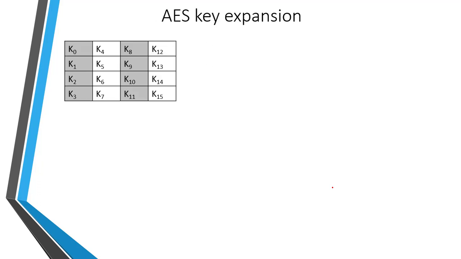So first of all, we have a key of 128 bits. 128 bits equal 16 bytes. So these 16 bytes are arranged in a 4 cross 4 matrix as K0, K1, K2, K3, K4, K5. In this way, all the 16 bytes of the key are arranged. And one column, that is 4 bytes, is considered as one word. So that is W0, the next column is W1, the next is W2, the next is W3. In this way, all the 4 words are generated.